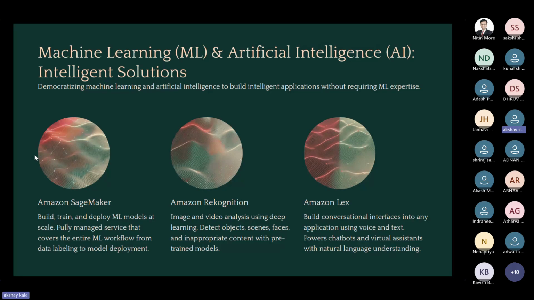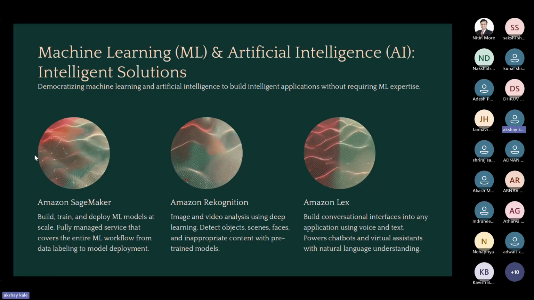And last one is machine learning and artificial intelligence solutions, democratizing machine learning and artificial intelligence to build intelligent applications without requiring ML expertise. Amazon SageMaker builds, trains, and deploys ML models at scale, a fully managed service that covers the entire ML workflow from data labeling to model deployment.